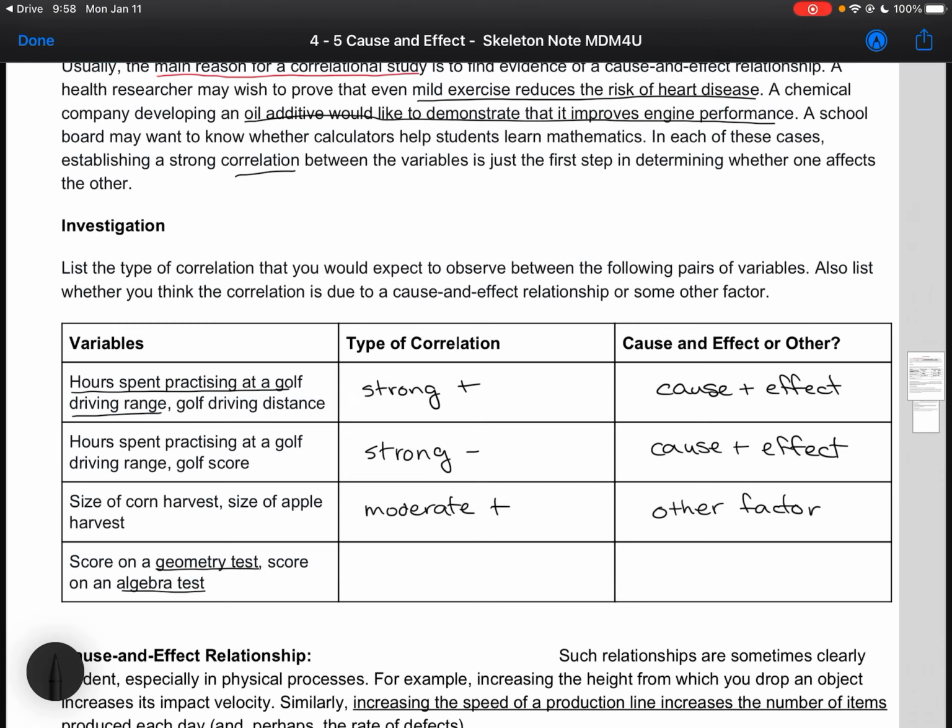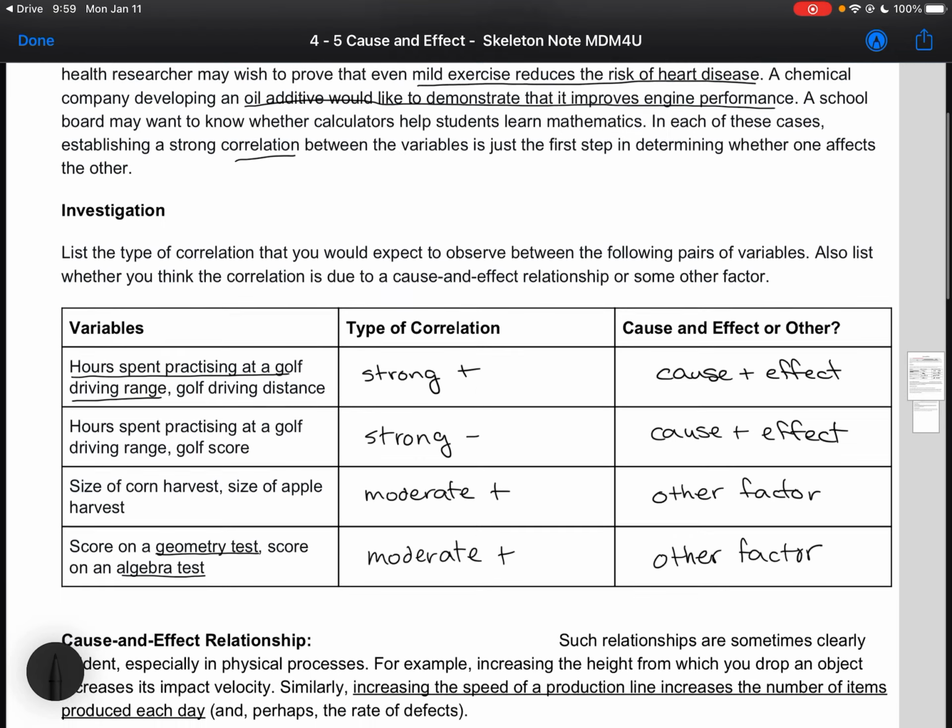Finally, we've got a score on a geometry test and a score on an algebra test. I mean, they're probably correlated. Often, if you do well in one type of math, you do well in another type, but it's not dependent on how you do in one class.